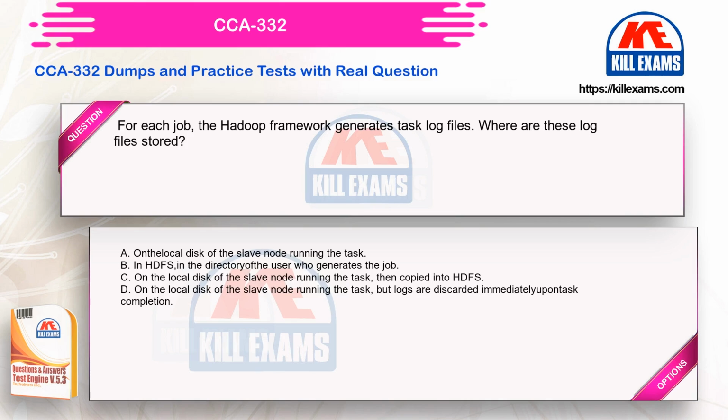For each job, the Hadoop framework generates task log files. Where are these log files stored? Option A. The local disk of the slave node running the task. Option B. In HDFS, in the directory of the user who generates the job. Option C. On the local disk of the slave node running the task, then copied into HDFS.